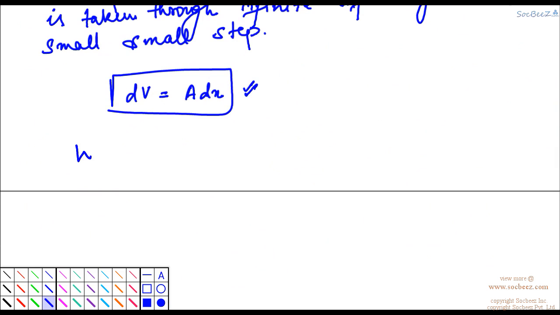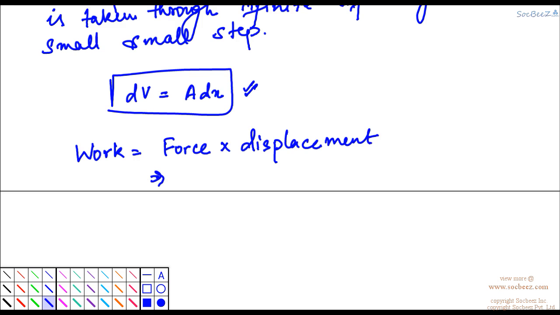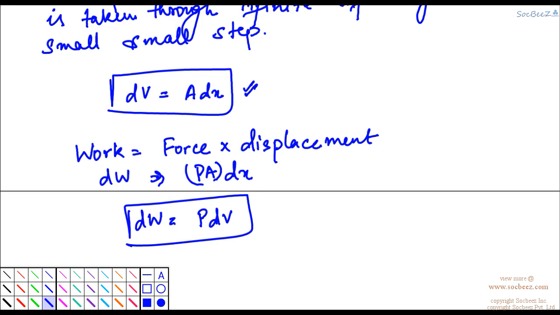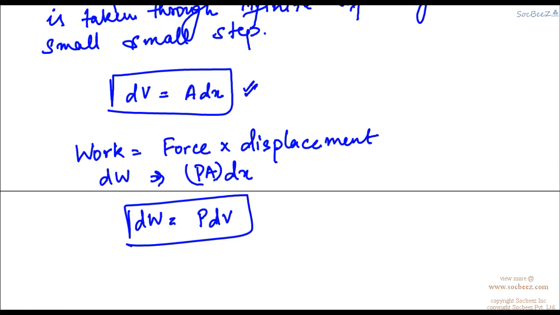Now how much work is done? Work is nothing but force into displacement. The force exerted was P into A, and the displacement is nothing but dx for a very small step. So dW is nothing but PA dx. And now we see that A into dx is nothing but dV. So the work done is pressure into change in the volume.